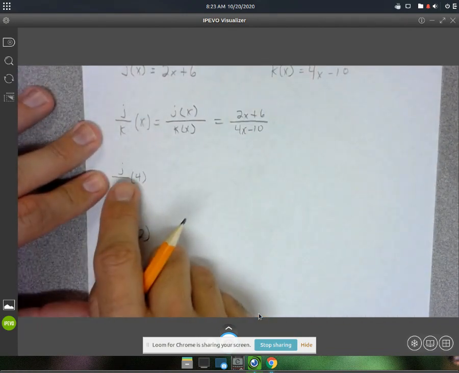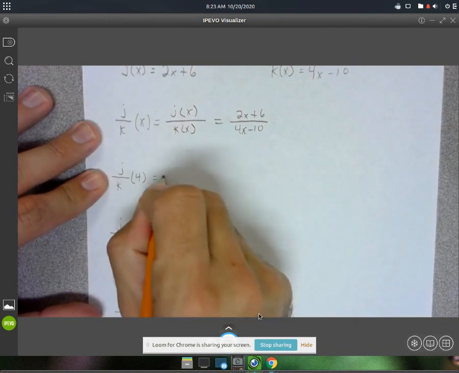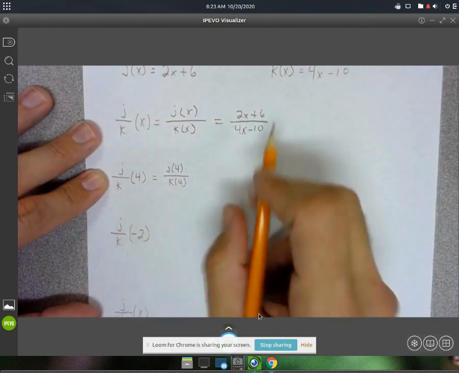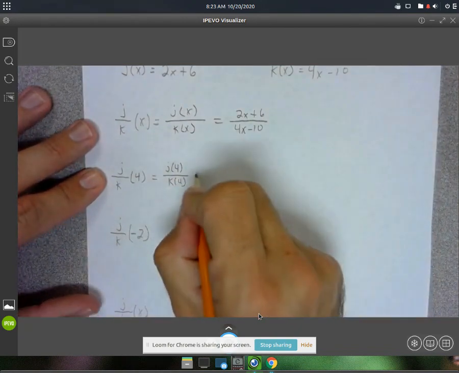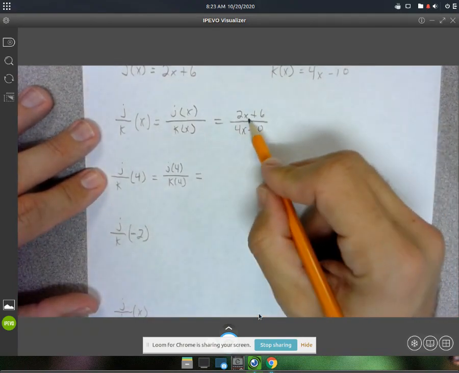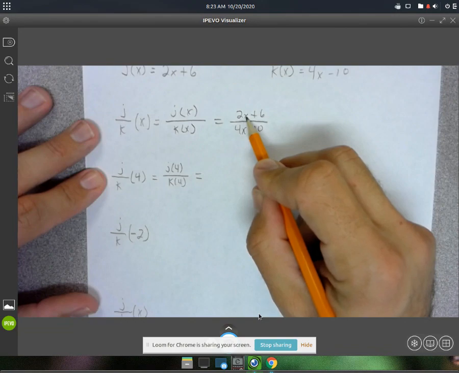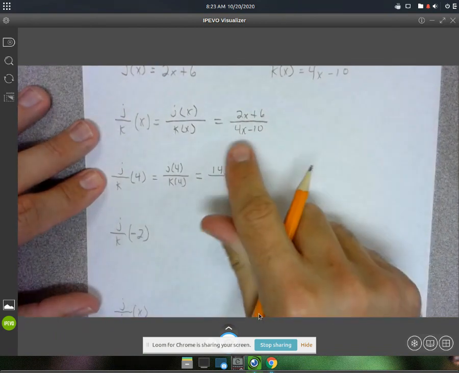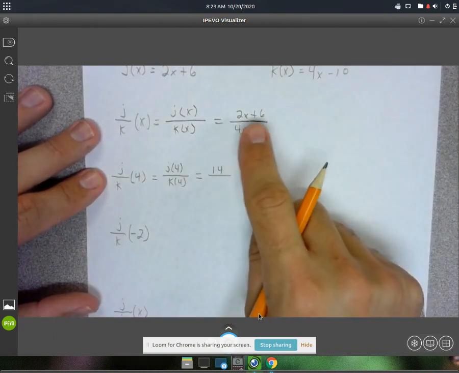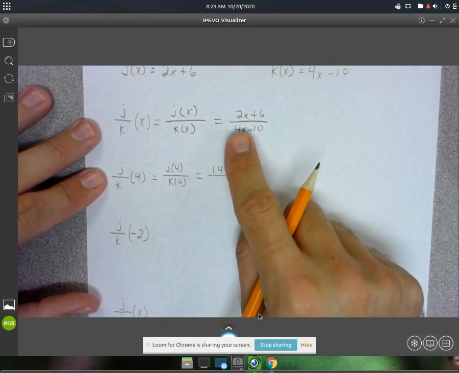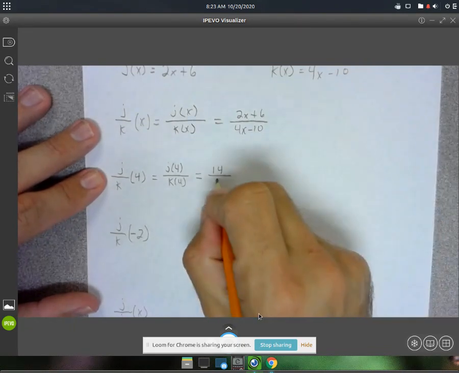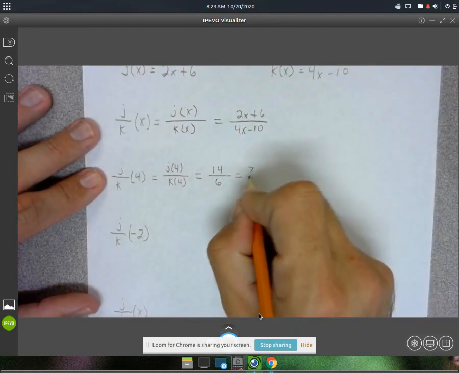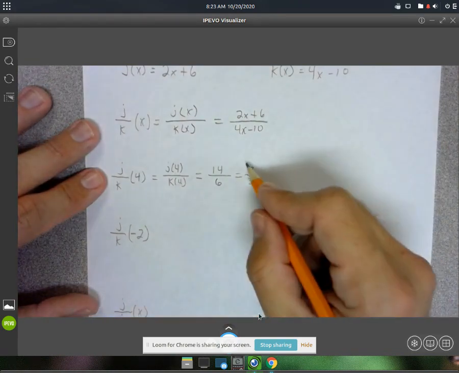All right, so we're asked to find j over k of 4. You could just do j of 4 over k of 4, but I'm just going to use this function up here. It's the same thing. So we're plugging in 4 for x. So this would be 2 times 4, which is 8, and then 8 plus 6, so you get 14. On the bottom, 4 times 4 for x is 16, and 16 minus 10 is 6. And then you would just simplify that. They can both divide by 2, so you get 7 over 3. That's it.